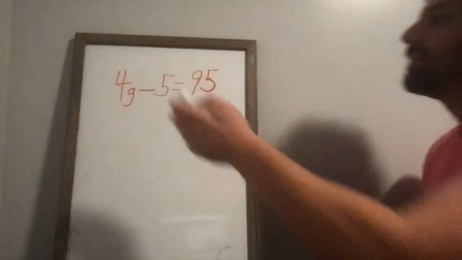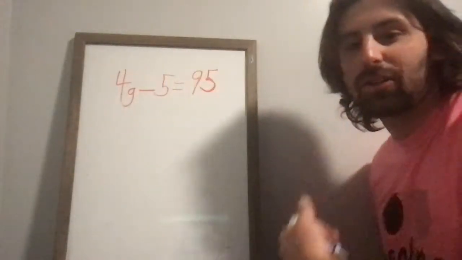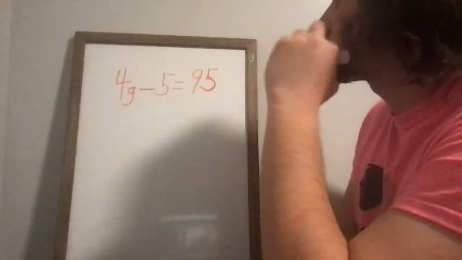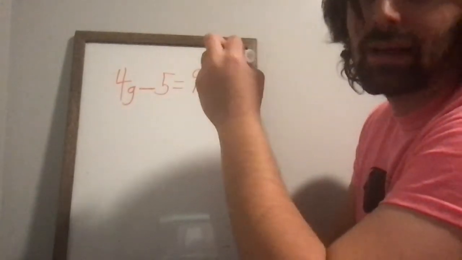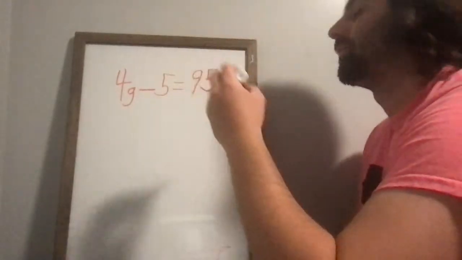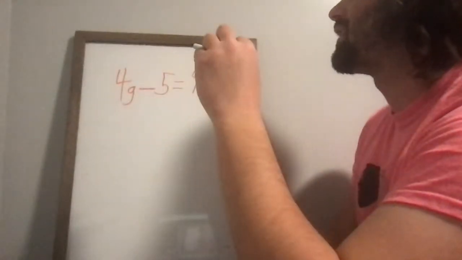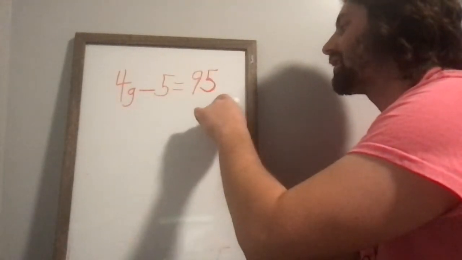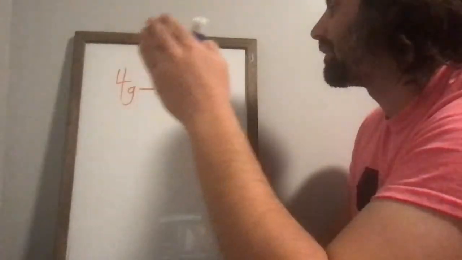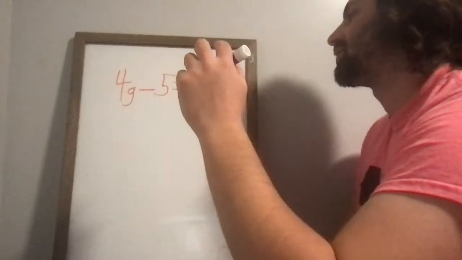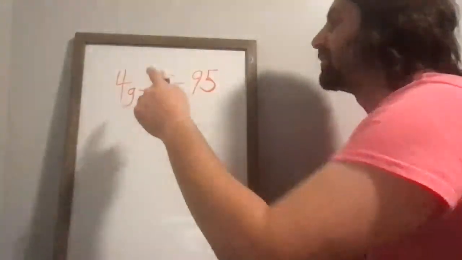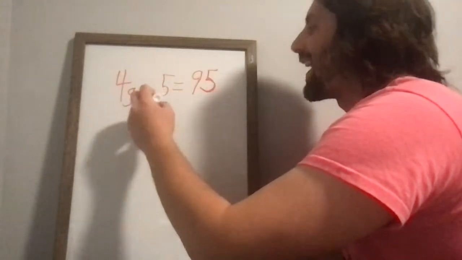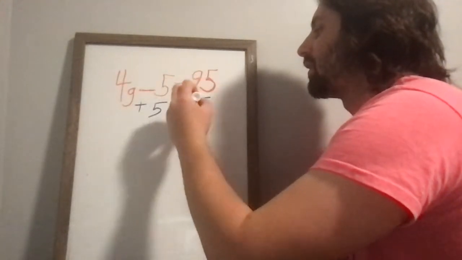All right. 4g minus 5 equals 95. So we are going to get into it. So the first step is we have to figure out what 4g equals. We got to get 4g alone. So in order to do that, we got to do the opposite of whatever the operation is. We got to get this minus 5 to the other side of the equal sign. And in order to do that, whatever the operation is, we got to do the opposite. So since the operation is subtraction, we have to add to get this 5 on the other side of the equal sign. So plus 5, plus 5.